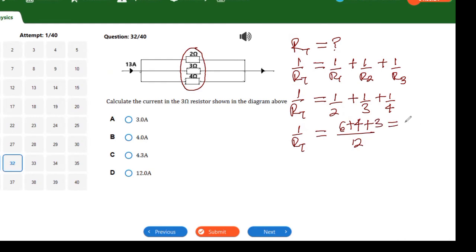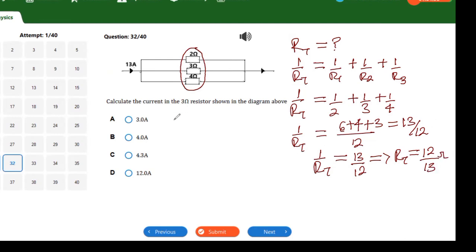So that will give us 13 all over 12, isn't it? So we have 1 over R total equal to 13 over 12. When I make R total the subject of the formula, that implies that R total is equal to 12 all over 13 ohms. Let's leave it like this.